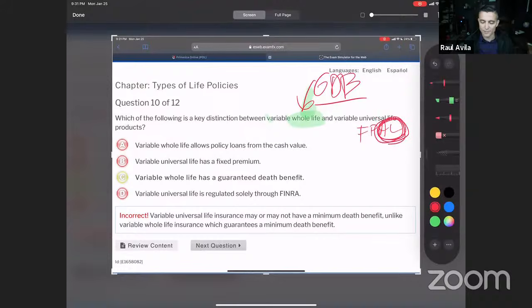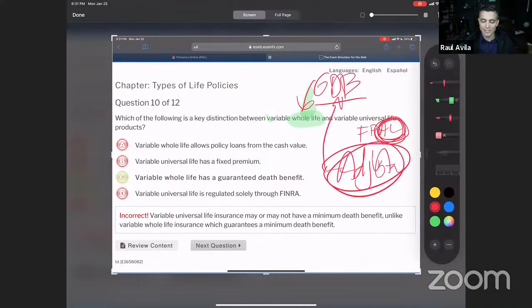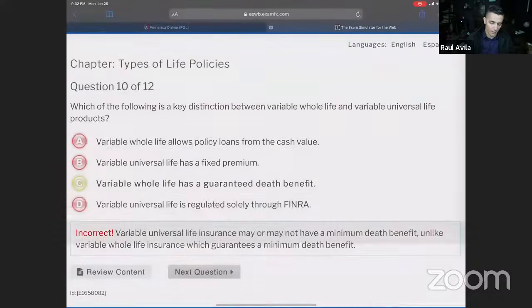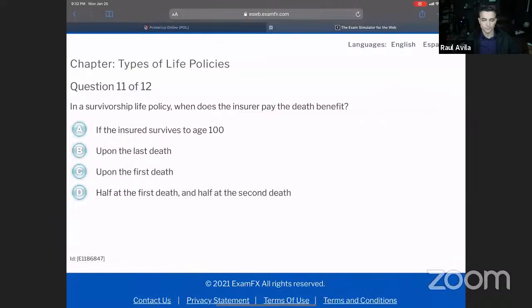So the life insurance is adjustable, and therefore, if it adjusts, there's no guaranteed death benefit because it adjusts. You could adjust it up or down, a little bit or a lot. See what I mean? Let's read the rationale together. Variable universal life insurance may or may not have a minimum death benefit, unlike variable whole life, which guarantees a minimum death benefit. All right, let's go ahead and go to the next one. You guys got this? You guys screenshot it? All right, let's go to the next one.